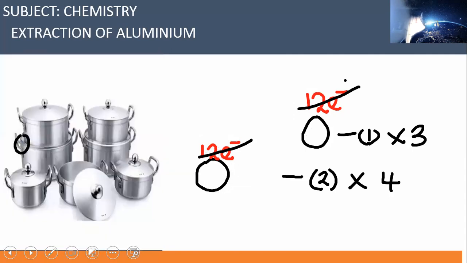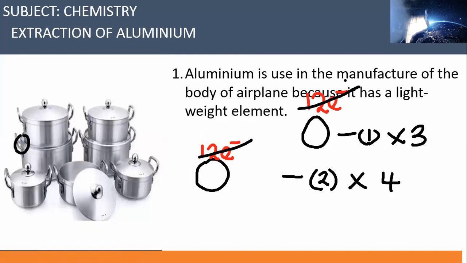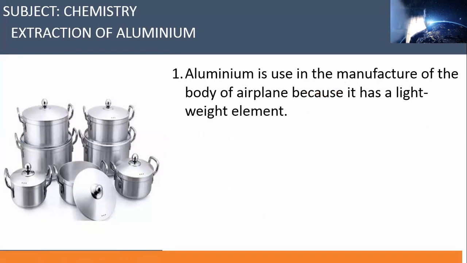And moving on there, you will see we're talking about the uses of aluminium. What are the uses of aluminium over there? A number of uses can be said, but the first one is that aluminium is used in the manufacture of the body of aeroplane. And this use is based on the fact that aluminium is a light metal.